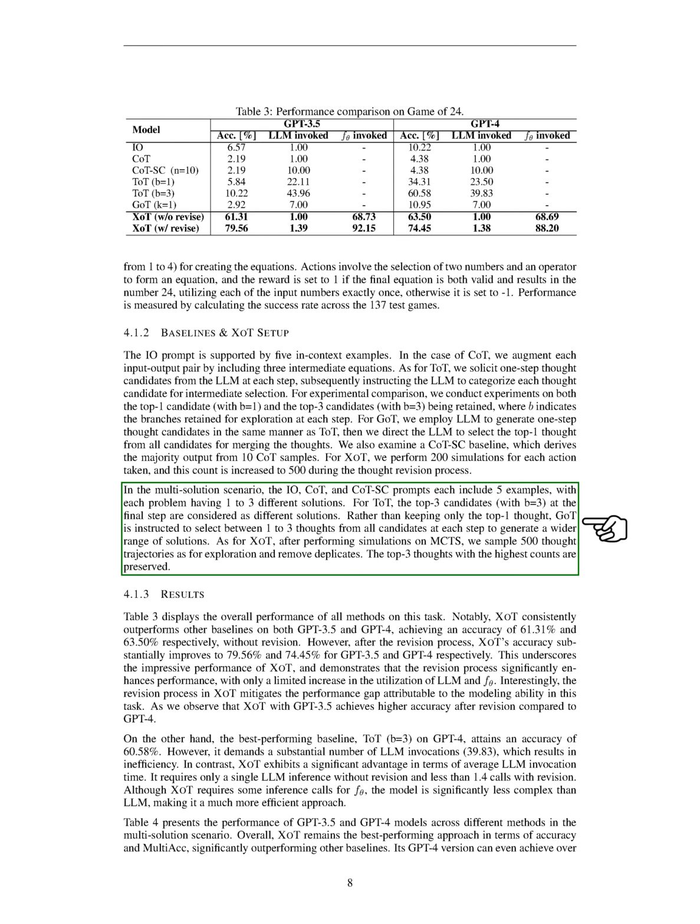In the multi-solution scenario, the IO, COT, and COT-SC methods each include 5 examples, with each problem having 1 to 3 different solutions. For TOT, the top 3 candidates at the final step are considered as different solutions. Rather than keeping only the top 1 thought, GOT is instructed to select between 1 to 3 thoughts from all candidates at each step to generate a wider range of solutions. As for XOT, after performing simulations on MCTS, we sample 500 thought trajectories for exploration and remove duplicates. The top 3 thoughts with the highest counts are preserved.